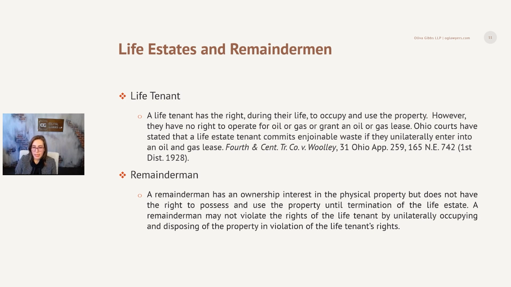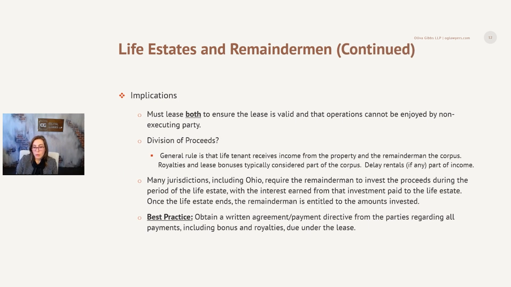So, looking at some of the implications of this, it's crucial that you lease to both the life tenant and the remainderman, whether you do that in one instrument or two. As long as you have leased to both, you should be okay there in ensuring that waste is not committed. Where do things get hairy here? It's typically with the division of proceeds. So the general rule is listed below. The life tenant receives the income from the property, the remainderman receives the corpus. Now, typically, the royalties and lease bonuses are going to be considered part of the corpus, and the delay rentals, if there are any at all, are going to be considered part of the income.